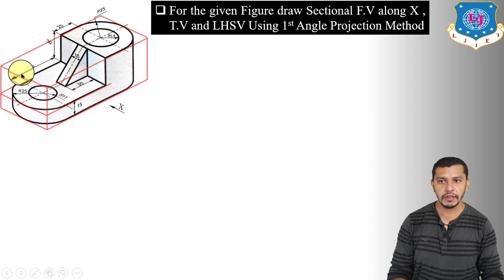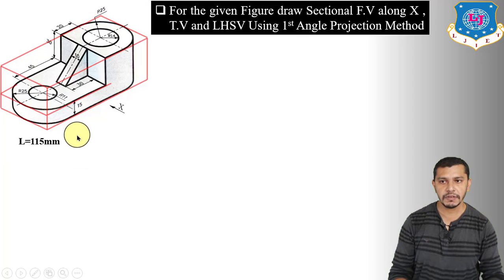So in this cuboid, the distance between this edge and this edge will give us the length. So starting from this edge, first of all radius of this circle 25, plus 45, plus 20, plus 25 radius of this circle. So the length of the object will be 25 plus 45 plus 20 plus 25, which is equal to 115 mm.